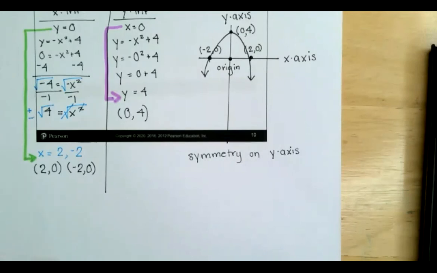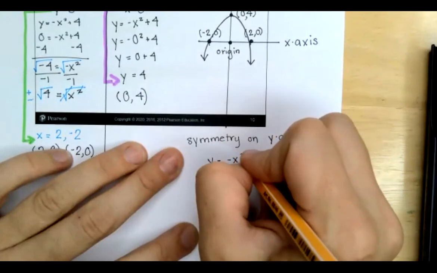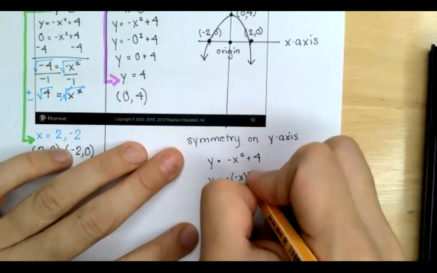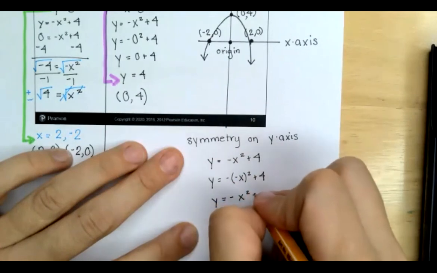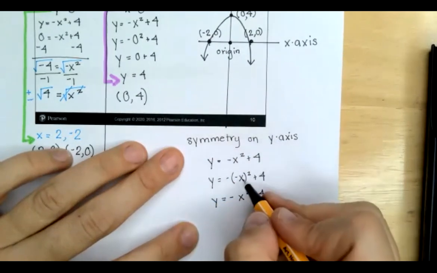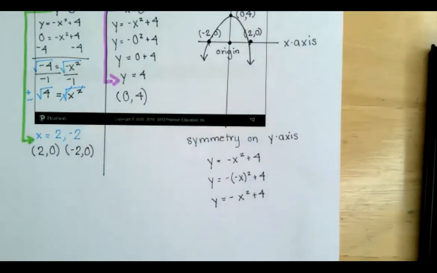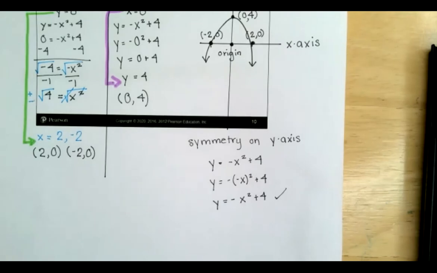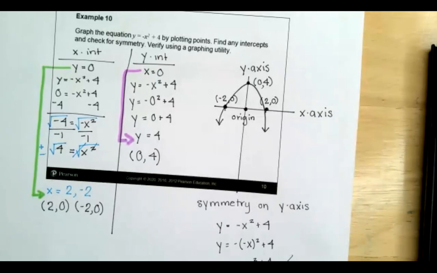Good. The y-axis means I change it to negative x. So y equals negative x squared plus 4 becomes y equals negative x squared plus 4, which is, negative x squared is the same as positive x squared. Good. So that is true. It does simplify back to itself because the x was squared. All right, so that is the end of 2.2. So I'm going to stop recording and start a new one.